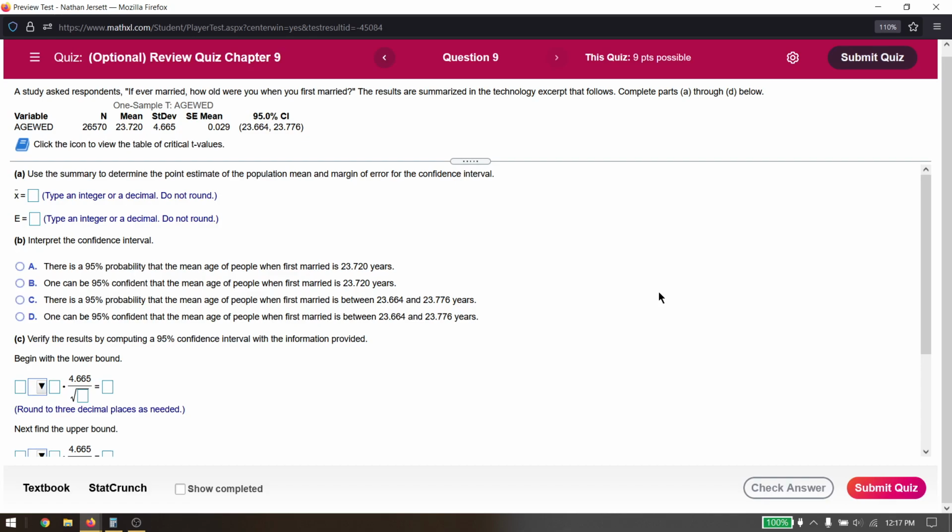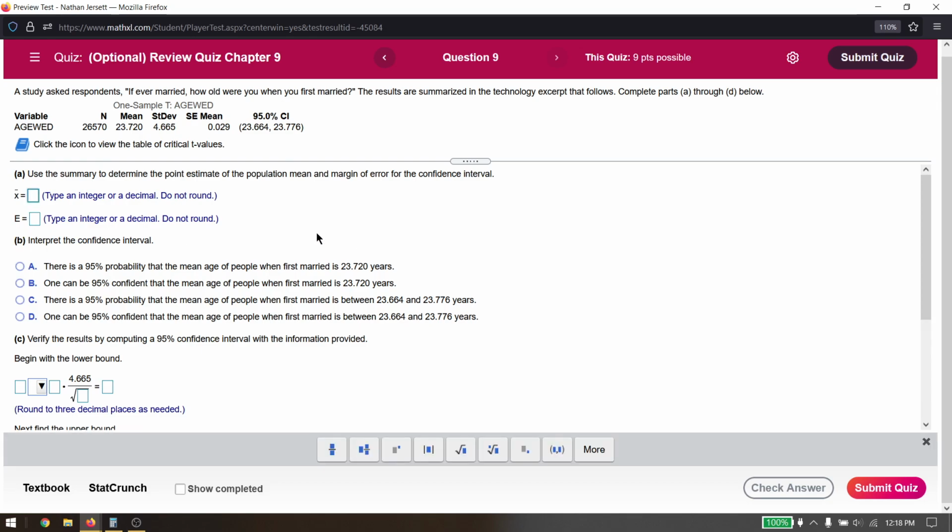Okay, this is the last problem. We have, if ever married, how old when you were first married? And this is the information we get. We see we have the sample size, the mean, the standard deviation. This is, I believe, the standard error and the confidence level. So it's all given to us there.